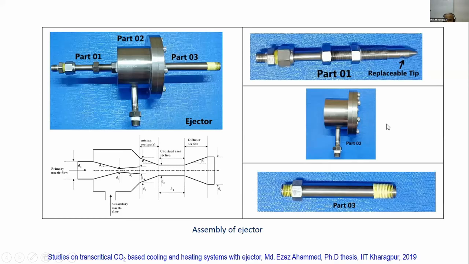We also wanted to see what will happen if we go for different tips. So we have designed it in such a way that this tip can be replaced, and we can also vary the mixing length. As I'm sure all of you know, in a typical ejector we have a mixing section, and there is a constant area section, etc. So we can actually move this primary nozzle to and fro by using this arrangement. And we wanted to see what is the effect of that on the performance of the system, and what is the effect of the shape of these things on the performance. Okay, this is the work by one of our research scholars.